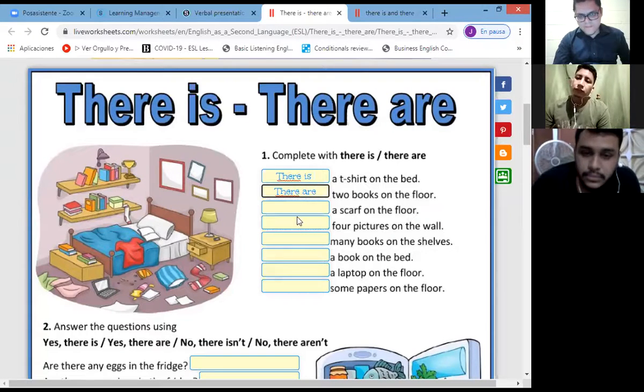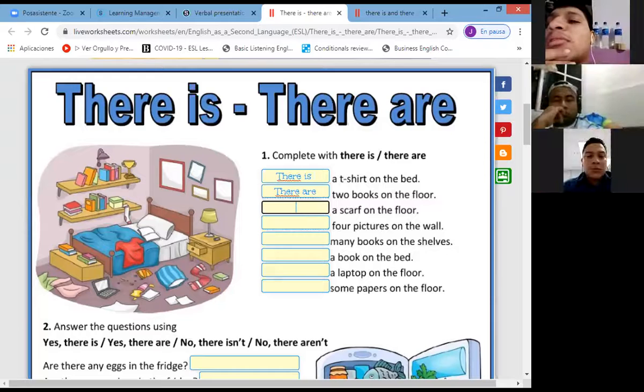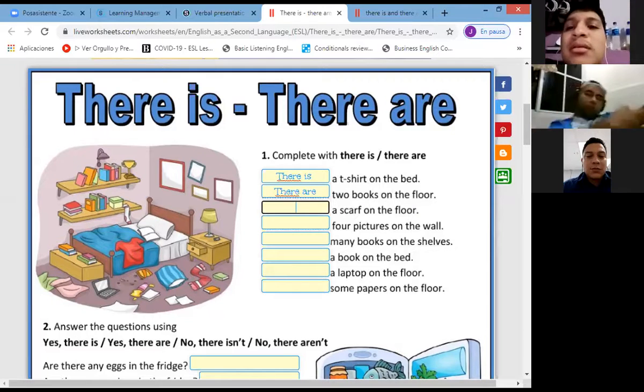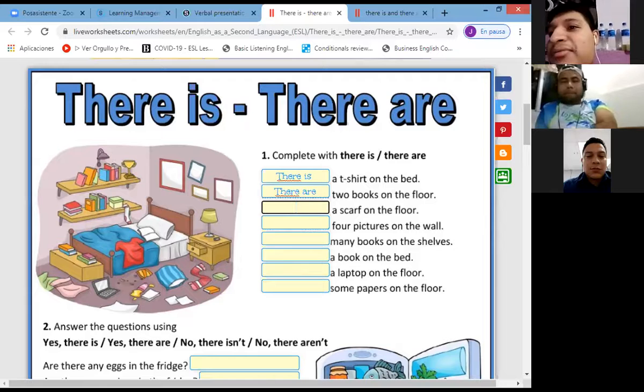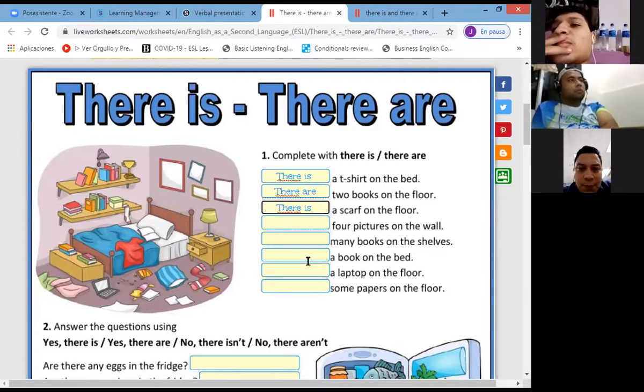Jonathan. Teacher, ¿qué es scarf? A scarf is something that you wear on your neck when it's really cold. In Spanish, bufanda. Ah, pues, there is a scarf. Yes, there is, because you already know that it's singular because you have the article. Okay, Giovanni?